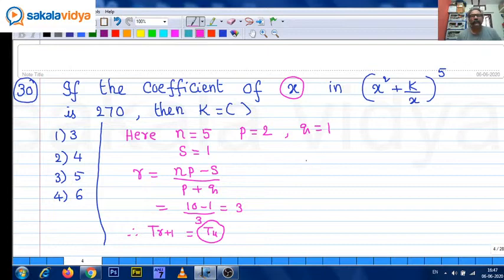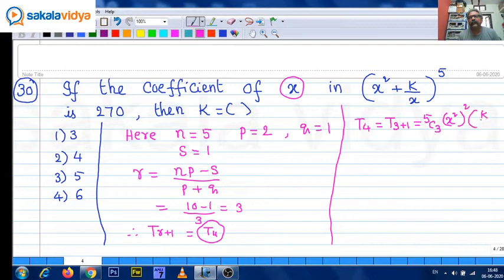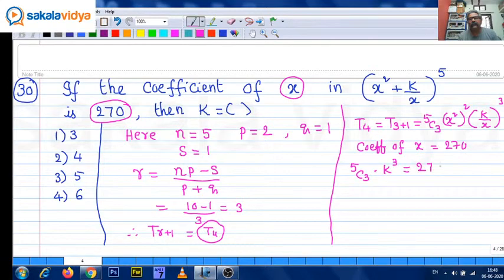So now let us find out the T4 term. T4 equals, we can write T3 plus 1 equals 5c3 x square whole square and k upon x whole cube. But we need the coefficient. Already the coefficient of x is given, that is 270. Just write down the coefficient value, that is 5c3 into k cube equal to 270.